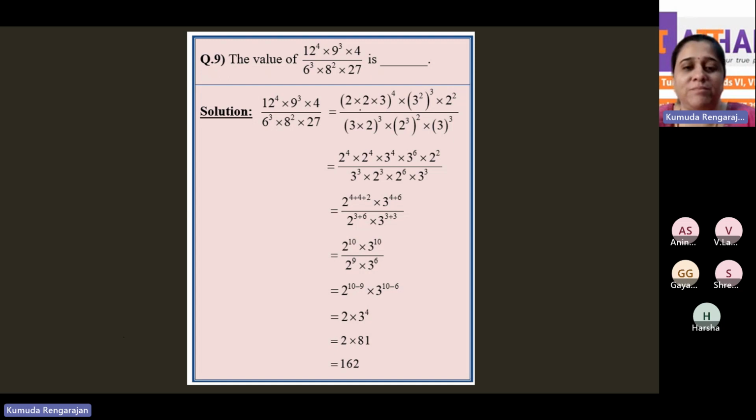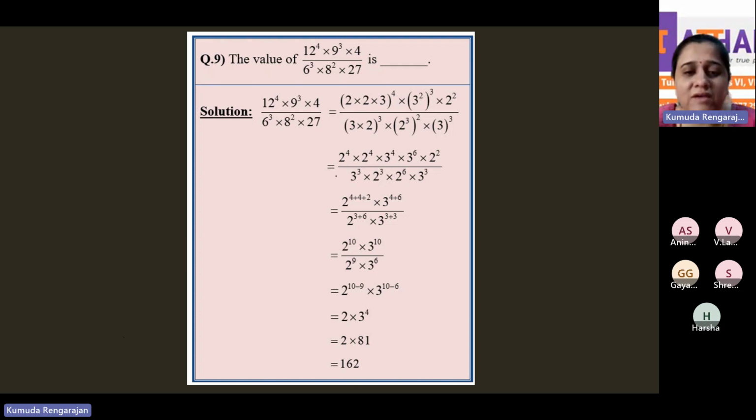Now in the next step, 2 to the power 4 into 2 to the power 4 into 3 to the power 4. You can see here. And here multiply the powers. 2 3s are 6, 3 to the power 6. 2 squared. Denominator 3 cubed, 2 cubed. The power is applicable to every term in the bracket, so 3 cubed, 2 cubed. This one, multiply the powers. 2 3s are 6, 3 cubed.